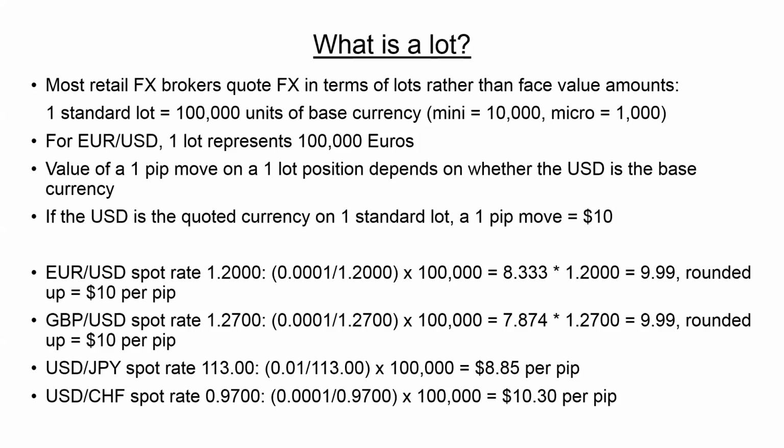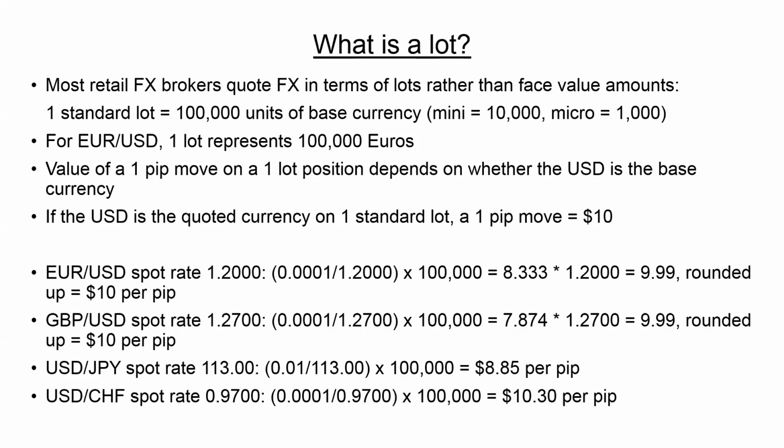Now, lots break down into standard, mini, and micro. Most of the time, you'll be dealing in standard lots, which equate to 100,000 units of base currency. A mini lot is 10,000 units of base currency, and a micro lot is 1,000 units of base currency. As an example, euro dollar again, one standard lot represents 100,000 euros worth of face value. So if I'm buying 1 lot of euro or selling 1 lot of euro, I'm trading the equivalent of 100,000 euros of face value.